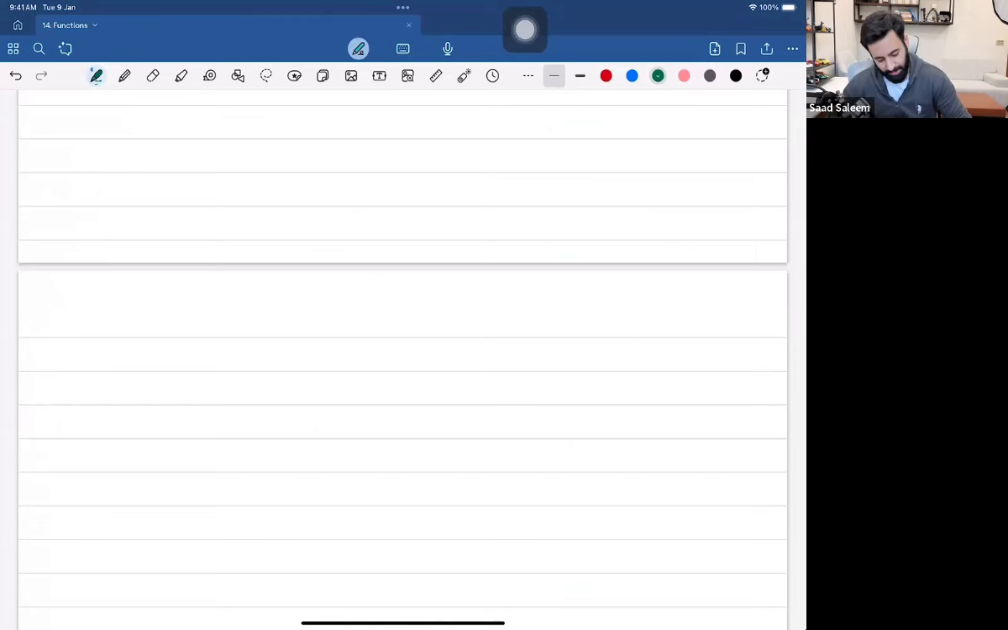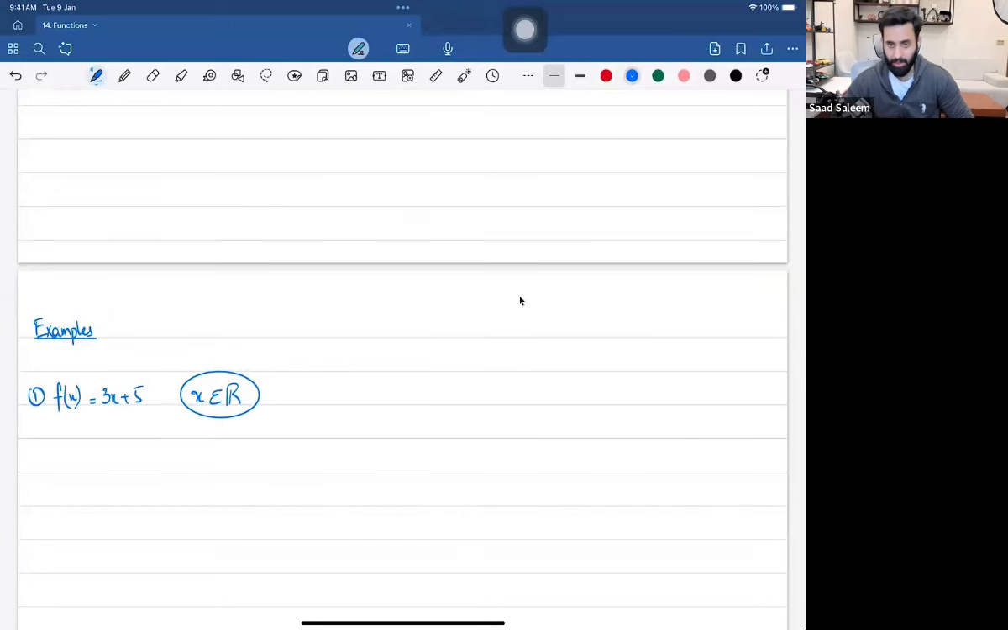Okay. Now let's do some examples. Let's visualize these functions, and let's do something called a mapping diagram. So here we have, let's say, f of x, which is equal to 3x plus 5. And we're given that x belongs to the set of all real values. Okay, what does this mean? This means that there is no restriction. I can plug in whatever value of x I want, as long as it's a real value. And all the values that you and I are aware of are real values.